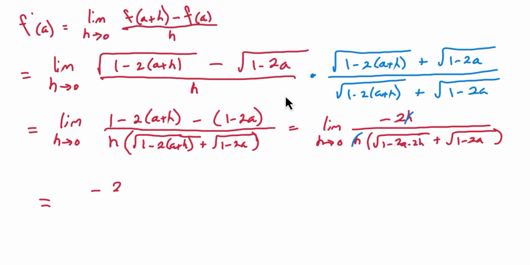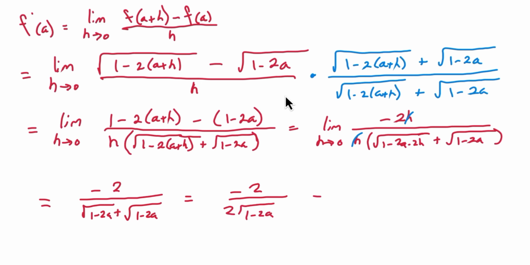So we have negative 2 over the square root of 1 minus 2a, the square root of 1 minus 2a. Simplifying that, we get negative 2 over 2 square root of 1 minus 2a, or negative 1 over the square root of 1 minus 2a. And this is the derivative evaluated at a.